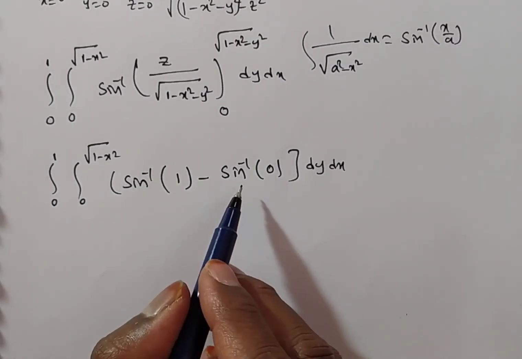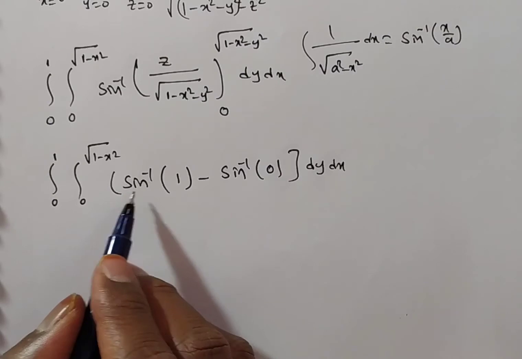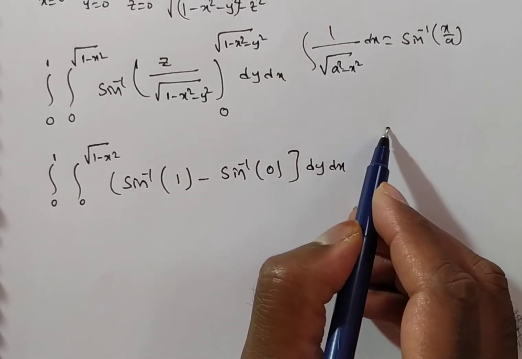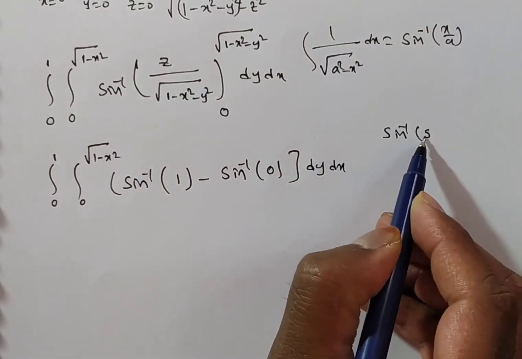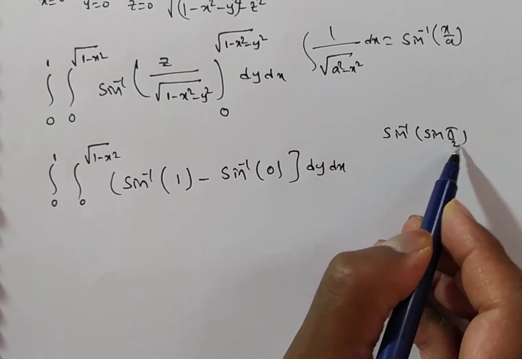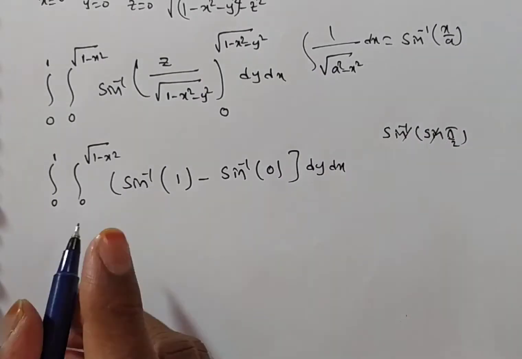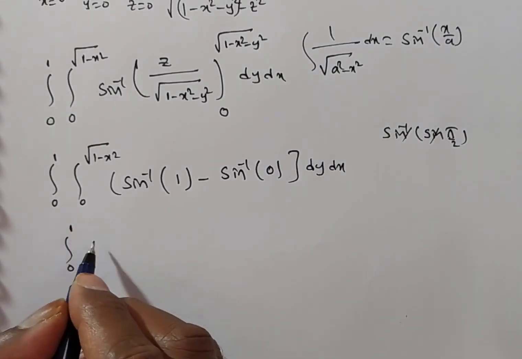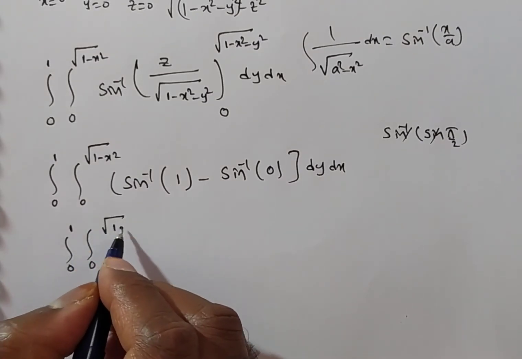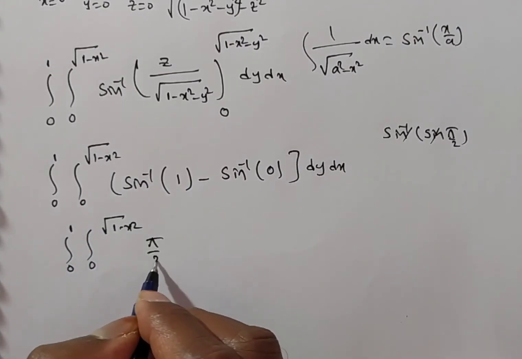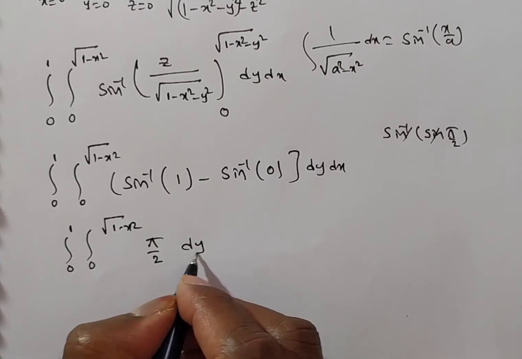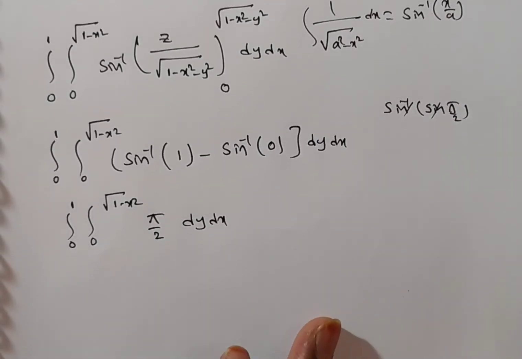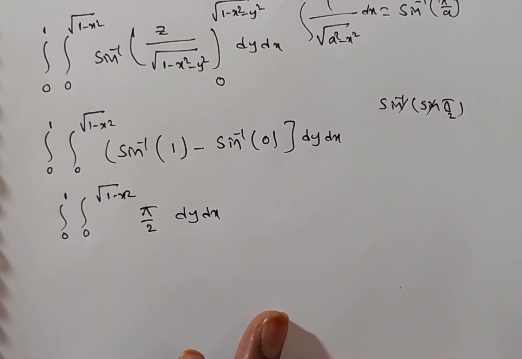Now what is the sine inverse 0? 0. Sine inverse 1 you can write in terms of sine as pi by 2. Sine inverse cancels, then you will have pi by 2. So integral from 0 to 1, integral from 0 to 1 minus x square, this is pi by 2 into dy dx.